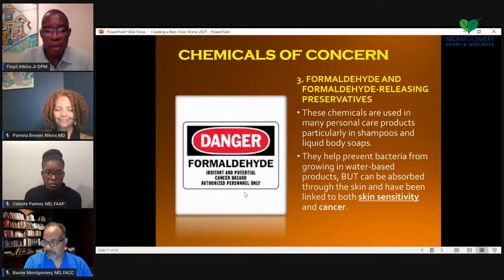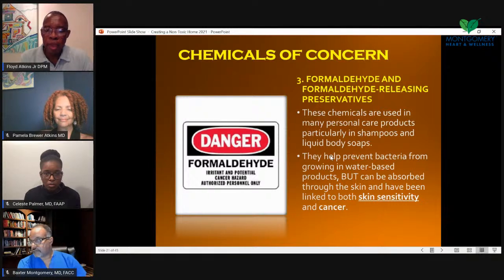Formaldehyde. With formaldehyde, again, there's a danger sign that goes with it. It says an irritant, potential cancer hazard. And it's not authorized for personal use, is really what it says. But it's used in shampoos and body soaps.